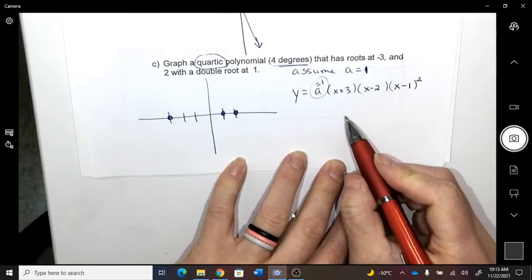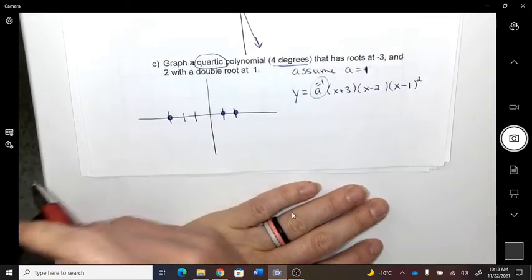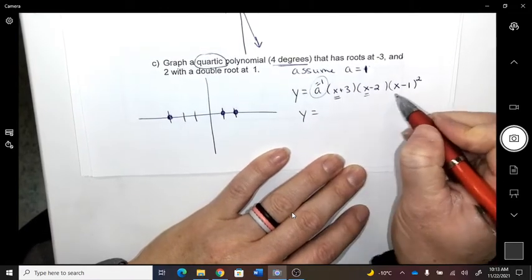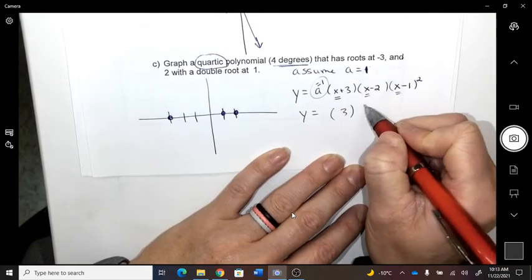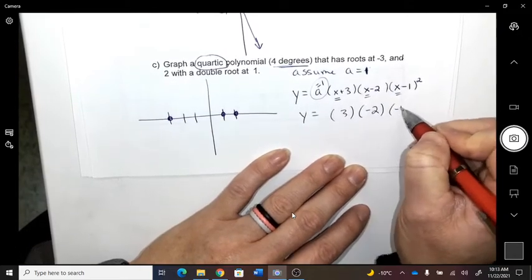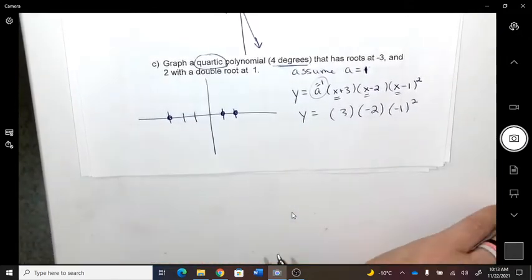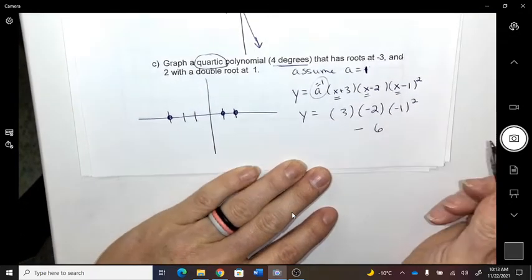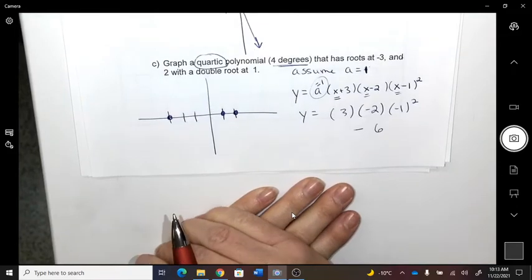Okay, what's your y-intercept? Your y-intercept, if you replace x with 0, you get 3, -2, -1 squared. Where should you put your y-intercept? What are we at? -6? Is that good?